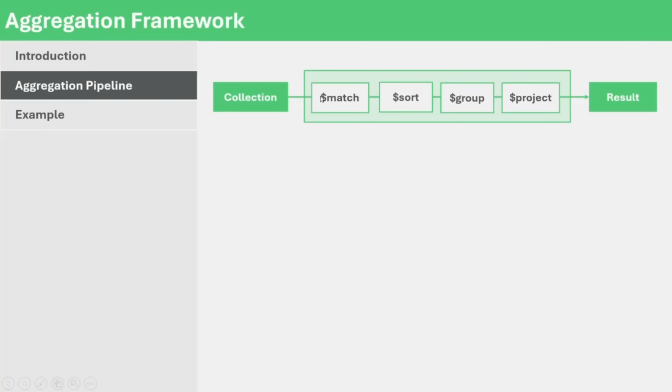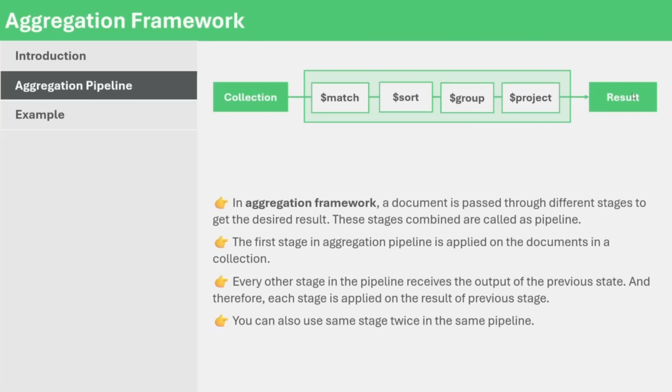Only the first stage in the aggregation pipeline operates on the collection. The rest of the stages operate on the result of the previous stage. And after the last stage, we get an aggregated result. So the important points you need to remember about aggregation framework is that a document is passed through different aggregation stages to get the desired result. And these stages combined together are called the aggregation pipeline.